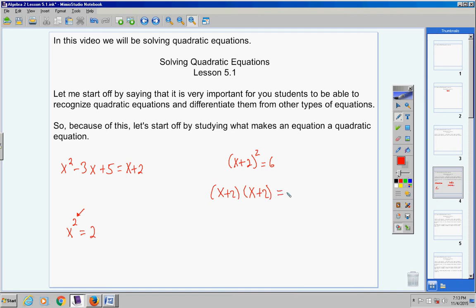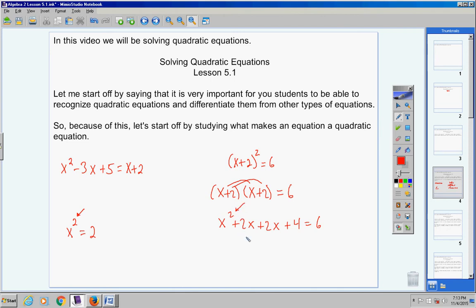2 times. And then multiply your x through. X times x is x squared. X times 2 is 2x. 2 times x is 2x. And 2 times 2 is 4. Okay. Now look, guys. Your highest exponent of a variable is 2.